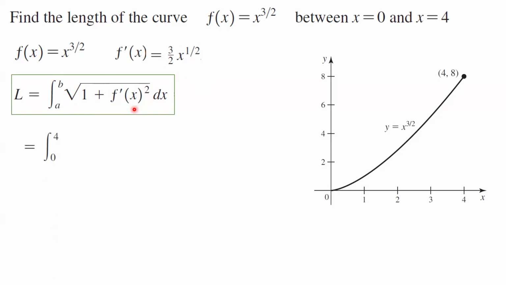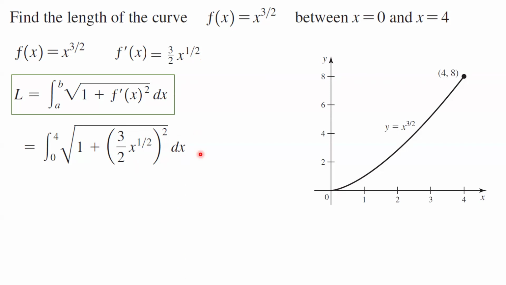So L is equal to the definite integral. Our x ranges between 0 to 4, the square root of 1 plus the derivative that we calculated, which is 3/2 x to the power a half. So we just substitute that and raise it to the second power. Then we take the integral with respect to x.